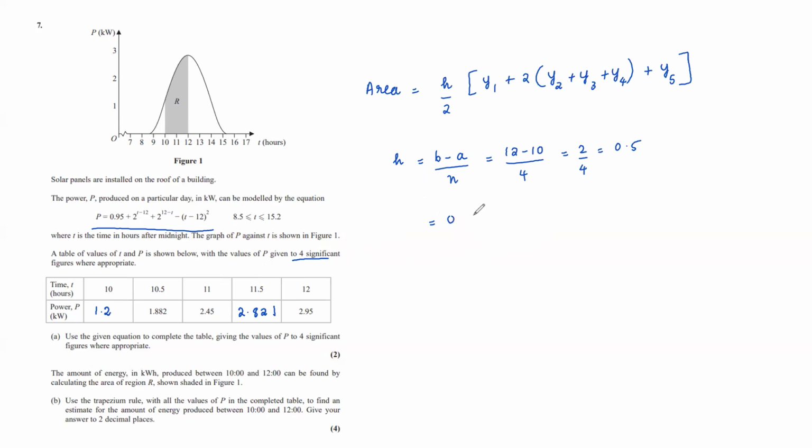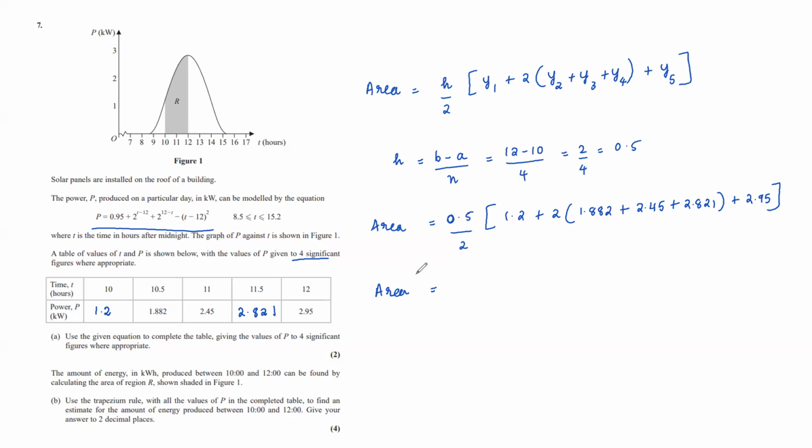Or else you use this formula. 0.5 divided by 2 into y1, which is 1.2, plus 2 times y2, 1.882, plus y3, which is 2.45, plus y4, which is 2.821, plus y5, that is 2.95. So let's just put this in the calculator to get the area.